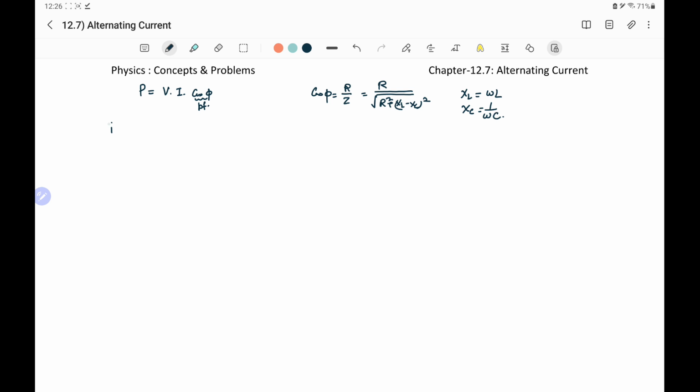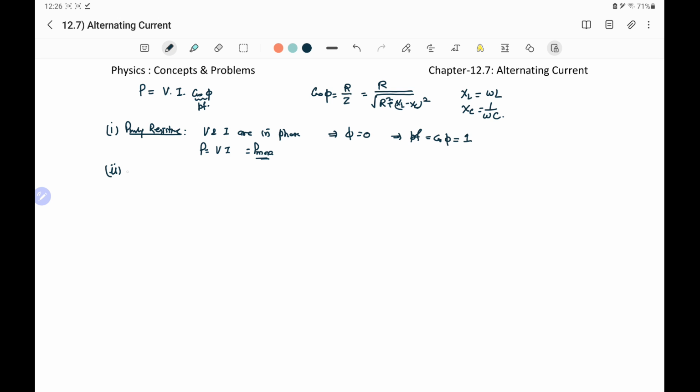So we now discuss different cases. Suppose the circuit is purely resistive. For a purely resistive circuit, voltage and current are in phase. That means the phase angle is 0, or this implies that the power factor cos phi will be equal to 1. Hence, P will be equal to VI, and this will be the maximum power. So power dissipated is maximum when the circuit contains a purely resistor.